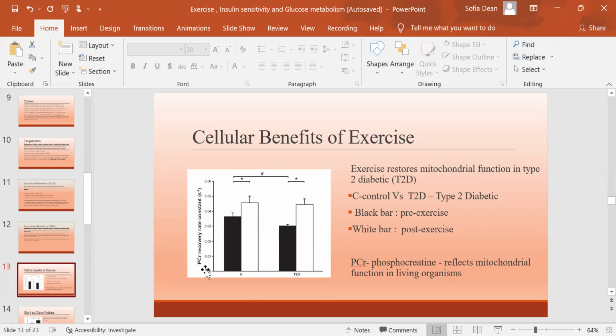And they measured the phosphocreatine. This also is one thing that reflects the mitochondrial function, so how well it's working in living organisms. And as you could see from the graphs, post exercise for both the control and the type 2 diabetics group, they both had better function of the mitochondria.